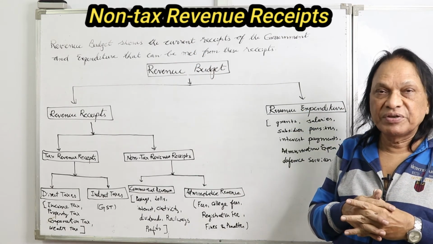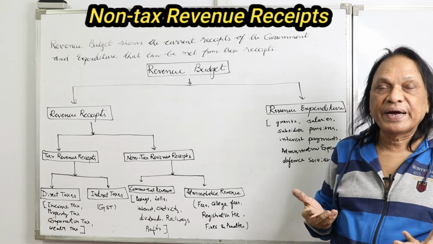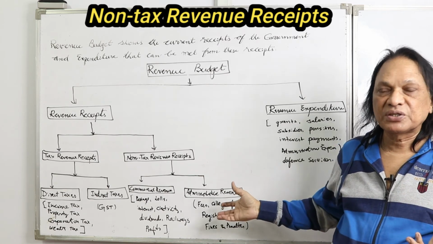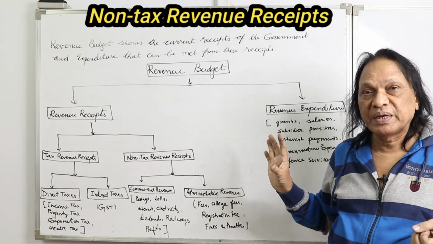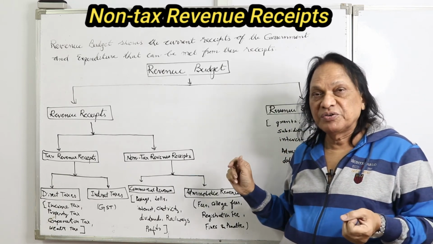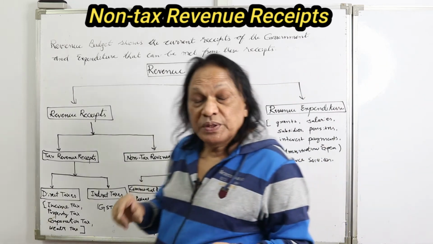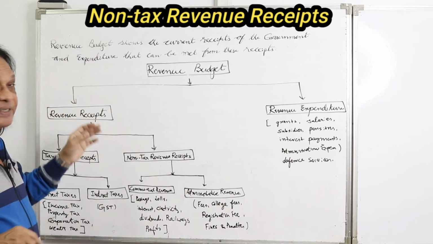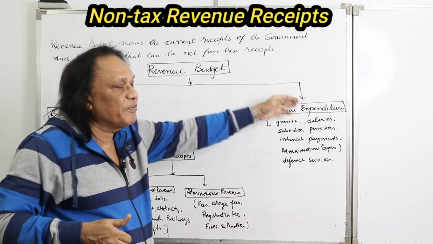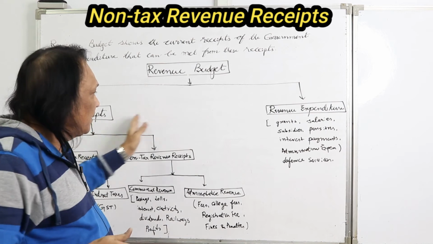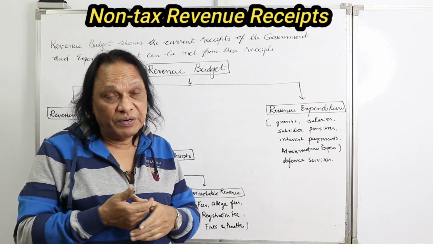These are the revenue receipts which are recurring. The government keeps on collecting this money every year. So these are the revenue receipts. When the government collects these revenue receipts, they spend this money in terms of revenue expenditure. Revenue receipts go for revenue expenditure.